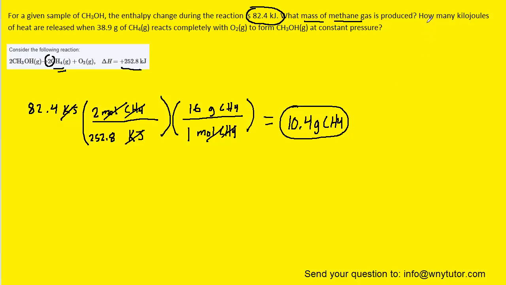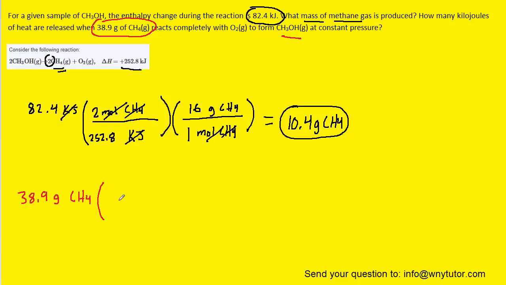In the second question, we are asked to determine the number of kilojoules of heat that are released when 38.9 grams of methane reacts completely to form the methanol at constant pressure. Again, if you're not sure where to start, it's always a good idea to simply write down the given quantity. So we'll come down here and we'll write down 38.9 grams of CH4.